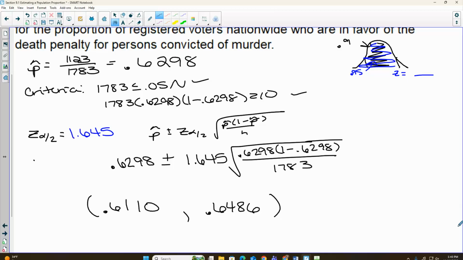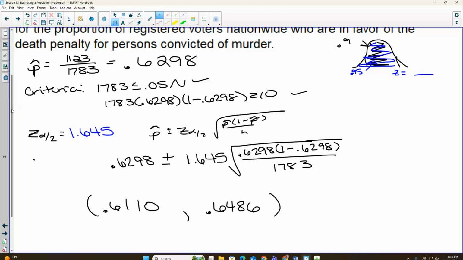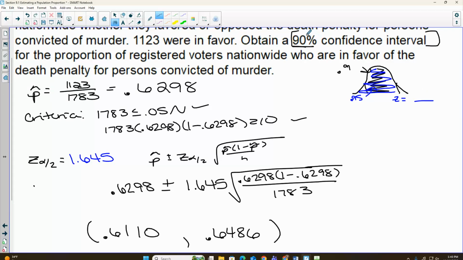I don't understand. You did the alpha. What's the 1.645? That's the Z. We knew we needed 90% confidence. So 90% is in the middle, which means the area to the left has to be 95. Then we go to our table and find that Z value that matches. That's what the 1.645 is. Alpha over Z is what? That's alpha over 2, sorry.